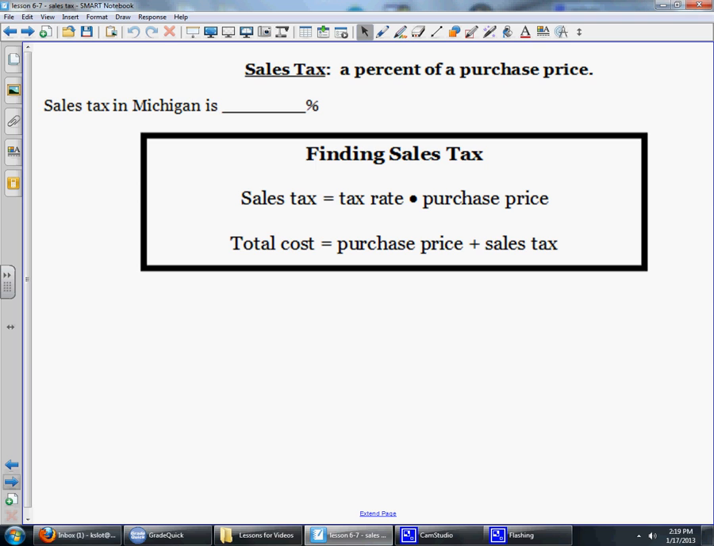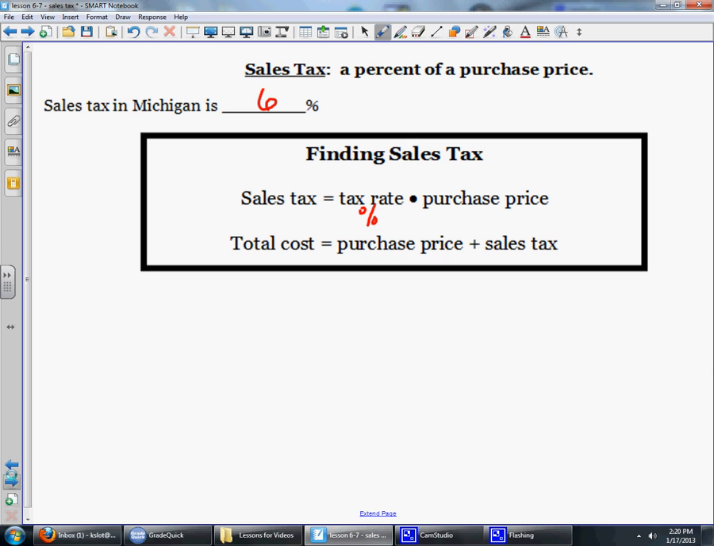So in Michigan, the sales tax is 6%. That means that for every dollar that you spend, you're going to pay 6 cents. So when you find your sales tax, you're going to take the tax rate, which is your percentage, change it to a decimal, and multiply it by the purchase price.